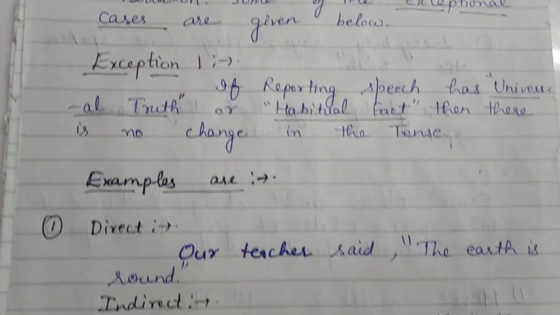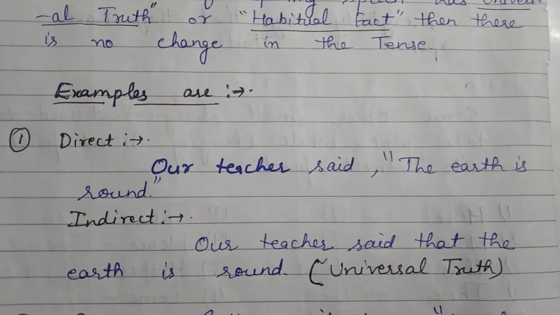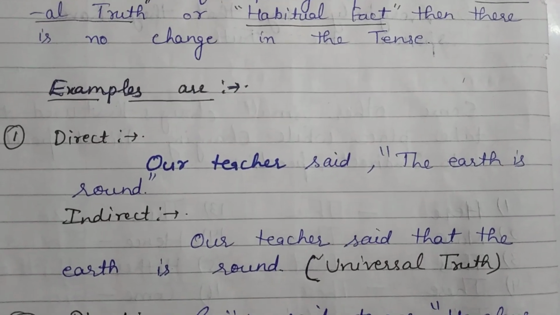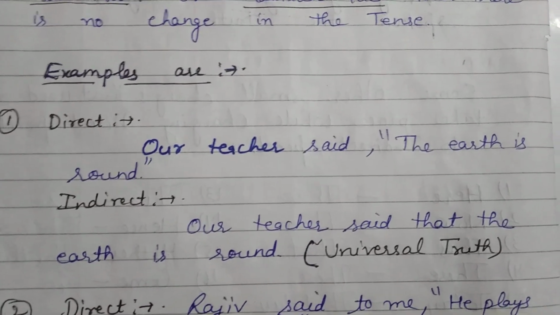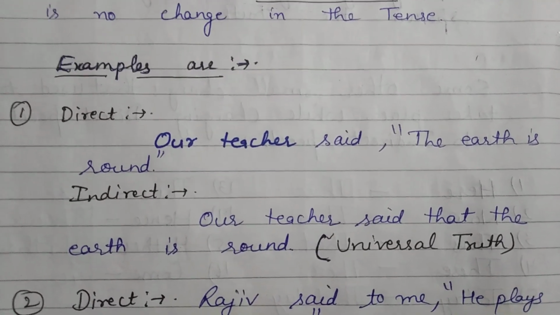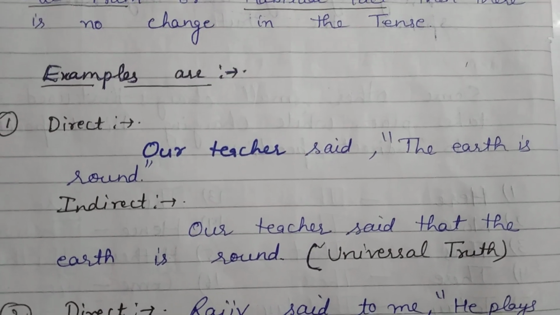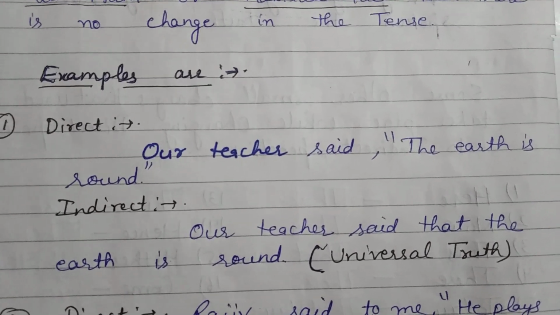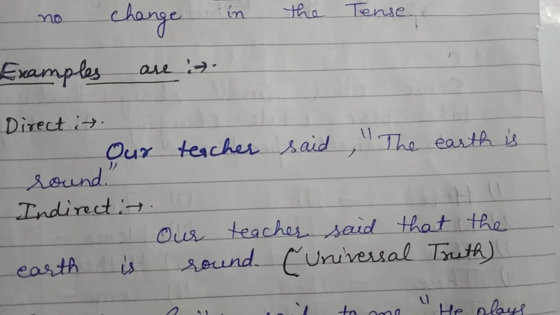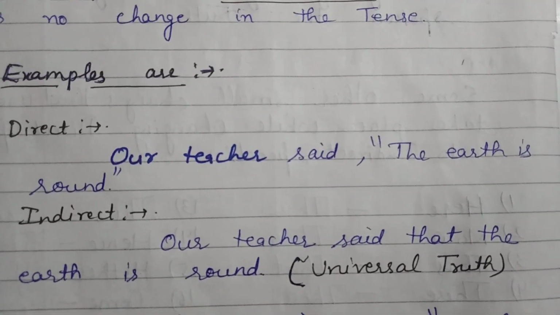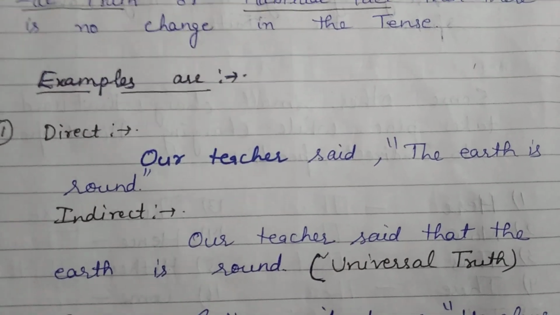For example, our teacher said, the earth is round. It is a universal truth that the earth is round. So when it becomes indirect speech, it becomes: our teacher said that the earth is round. Because it is a universal truth, there is no change in the tense.